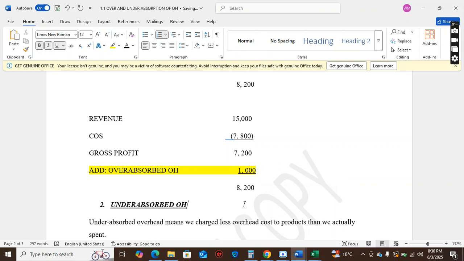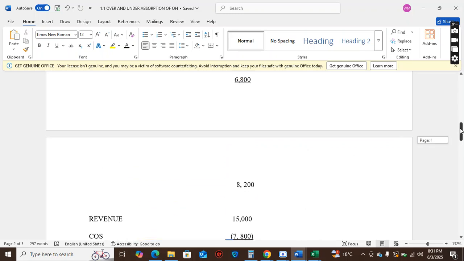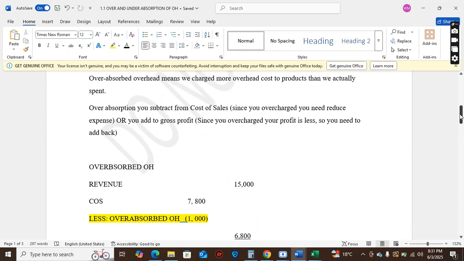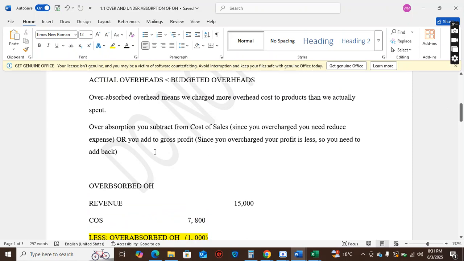Okay. So that's why you're adding the overabsorbed overhead to the gross profit, because due to this cost of sales being inflated, you get a lower profit. So you need to add the overabsorbed overhead so that you get your true profit. Right? So with overabsorbed overheads, the two adjustments in the profit statement, you can either add to gross profit or subtract from cost of sales.